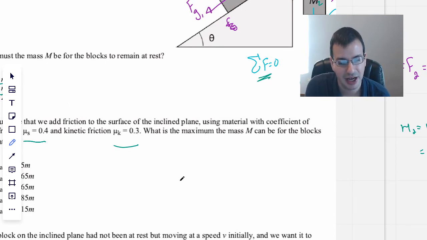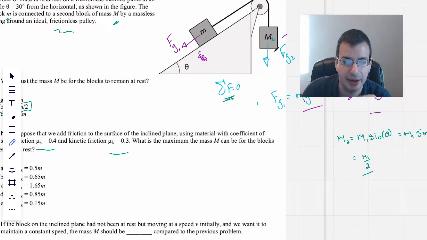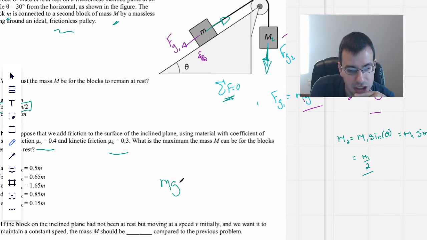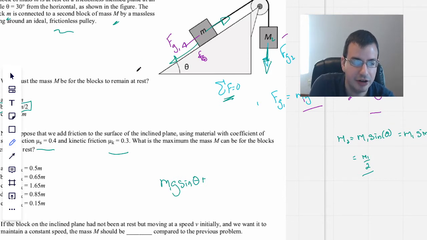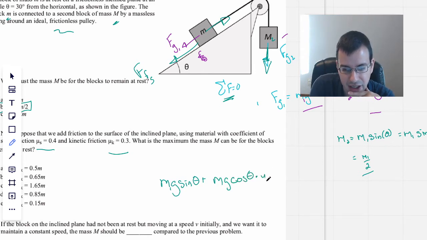So on the left side, we're looking for the maximum M2. So the biggest, so it's going to be pulling down, which is going to be causing a motion in this direction. So we'll have M1 g sine of theta plus, because force is acting this way, but we're also now going to have force of friction, static. And that will be mg cosine of theta times mu k.